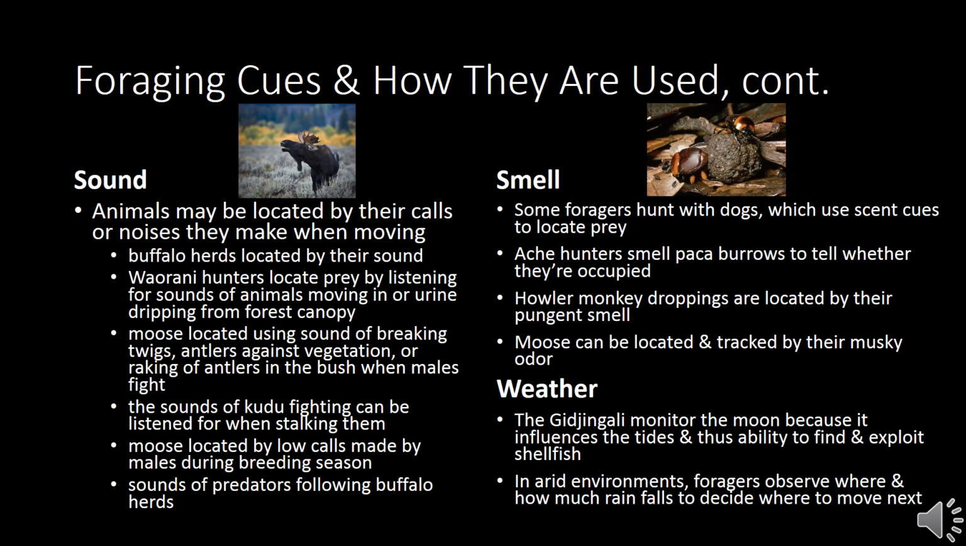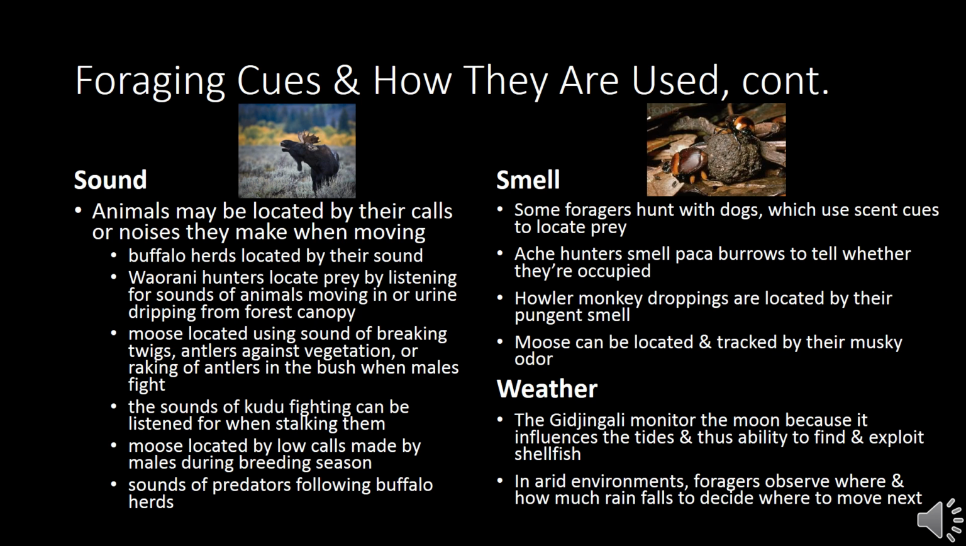The Kutchin locate moose using the sound of breaking twigs, antlers brushing against vegetation, or the raking of antlers in the bush when males are fighting each other. Similarly, the Kung listen for the sound of kudu fighting when stalking them. Animals can also be located by their calls. For example, the Kutchin locate moose by the low calls that males make during the breeding season. And buffalo herds can be located by listening for the calls of the predators that follow them.